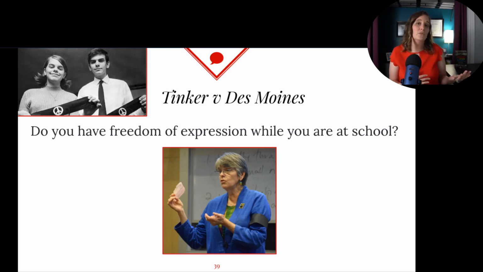In Tinker versus Des Moines, a student named Mary Beth Tinker wanted to protest the Vietnam War. And to do so, she was going to wear a black armband along with several other of her fellow students. The school got wind of the protest and said that wearing a black armband was not allowed and that you would be suspended. But the students did it anyway. They said, this is important. We need to protest. And so they wore the black armbands and they went to school the next day and they were suspended, just like the school said they would be.